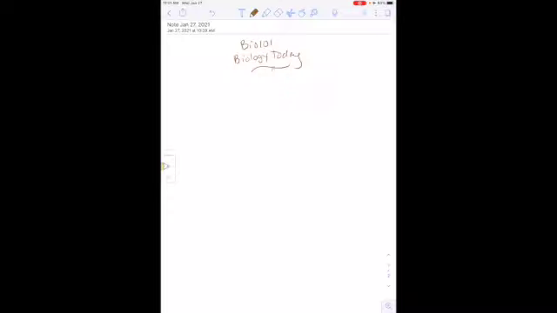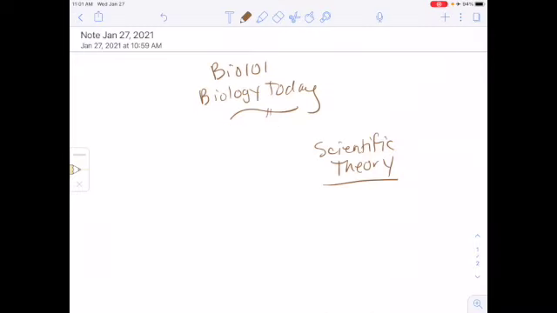So to do that, I want to talk a little bit about the difference between a couple of different things. Like in science, you've probably heard of these things called scientific theory. And I did it again. I started doing this in portrait mode and I want it to be in landscape. There we go. Now you can see things a whole lot better.